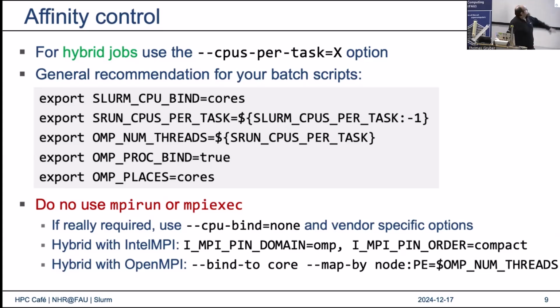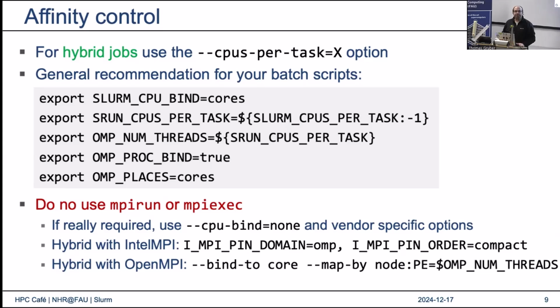We basically tell Slurm to bind the tasks to cores. And we tell the OpenMP runtime that it should use the same amount of CPU cores as you have specified with CPUs per task. It should bind the cores and it should use cores for that.